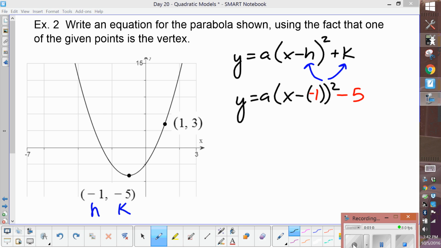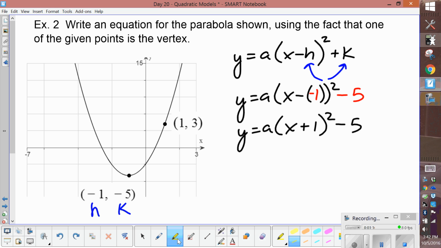Okay, if I clean it up a little bit, I get Y equals A times X. When I subtract a negative, we know it turns to +1, quantity squared, minus 5. Now, I'm pretty close to solving this, except the only thing I don't know. I would have a complete equation if I just had an A here.